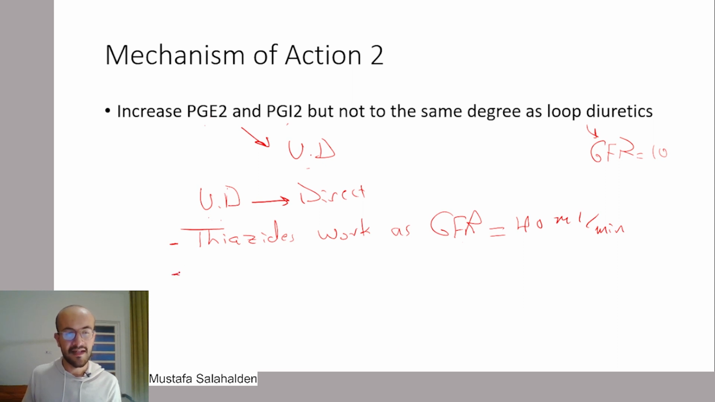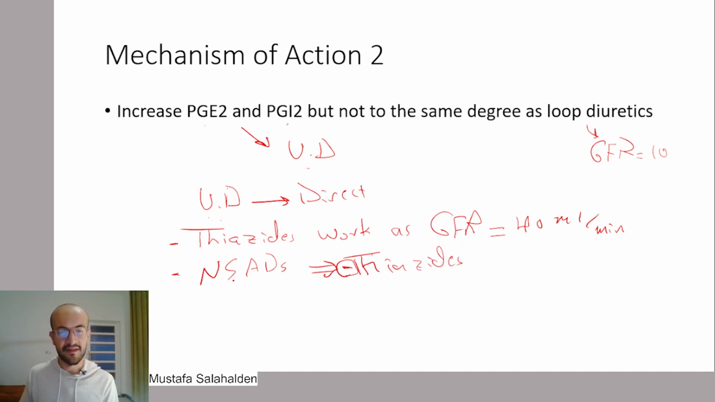And the other thing is that if the patient is taking NSAIDs, non-steroidal anti-inflammatory drugs, the thiazides would not work. So this would inhibit the thiazides' action, because the NSAIDs would cause renal vasoconstriction, VC. And that would make the thiazides not work.